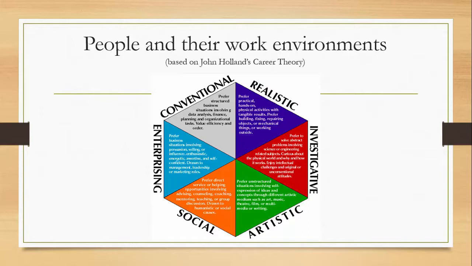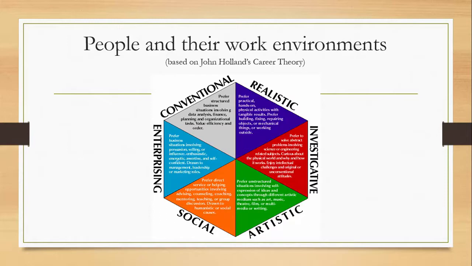Their neighbors, the social types, are people who like to work with people, and they like to work with people in ways that help them learn or heal or grow. They like to enlighten, inform, help, or train other people. They are often personable and skilled with their words. They generally have strong social and interpersonal skills, and they often have the ability to empathize and understand people.